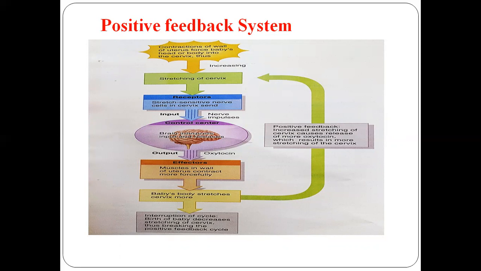Oxytocin causes muscles in the wall of the uterus to contract even more forcefully. The contraction pushes the fetus further down the uterus, which stretches the cervix even more. The cycle of stretching, hormone release, and ever stronger contraction is interrupted only by the birth of the baby. Then stretching of the cervix ceases, and oxytocin is no longer released.